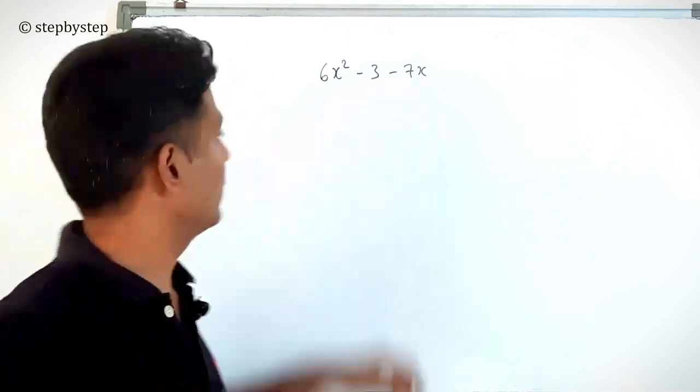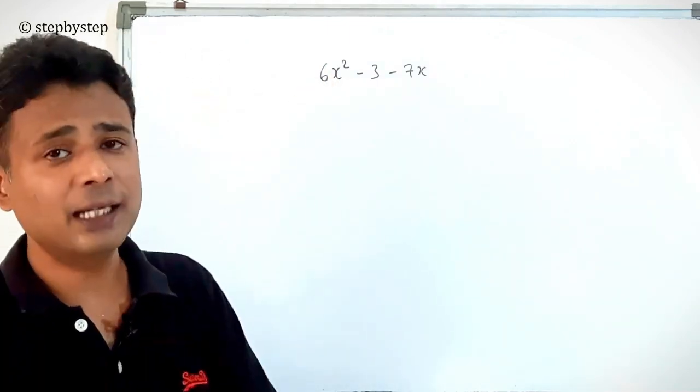Now let's try one more equation. Again the highest power is 2, which means there are two zeros.